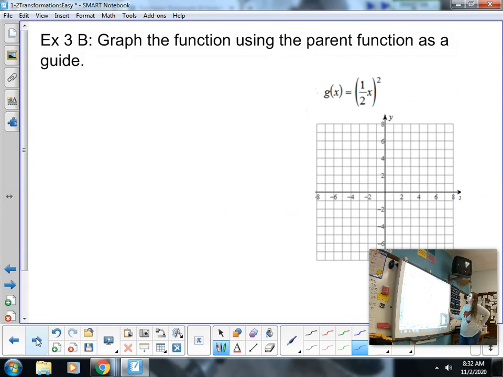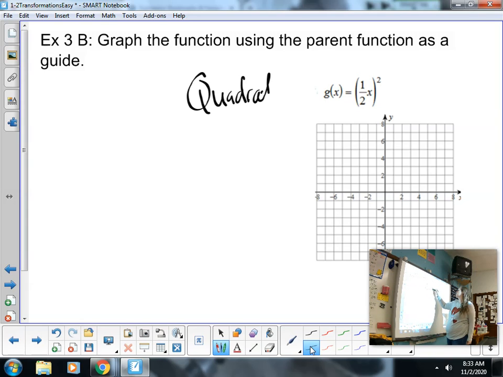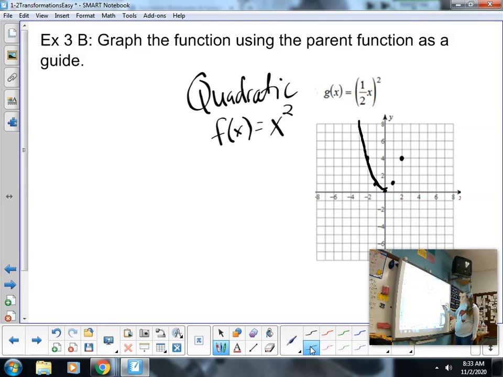Okay, example 3b. Now we're going to graph this function, again, using the parent function as a guide. If you look at the equation, there's a square in it, which means this has to belong to the quadratic family. And again, the quadratic parent function is f of x equals x squared, or y equals x squared. I have negative 2, 4, negative 1, 1, 0, 0, 1, 1, and 2, 4. So that's the original.